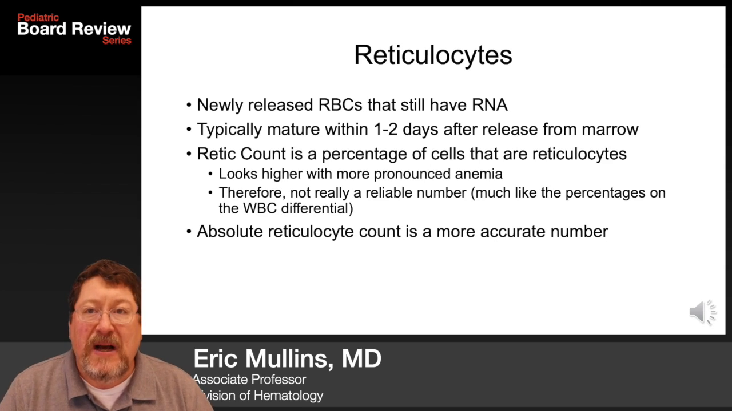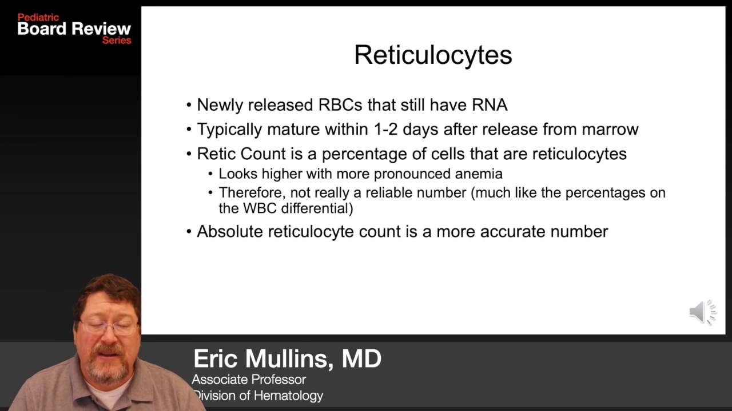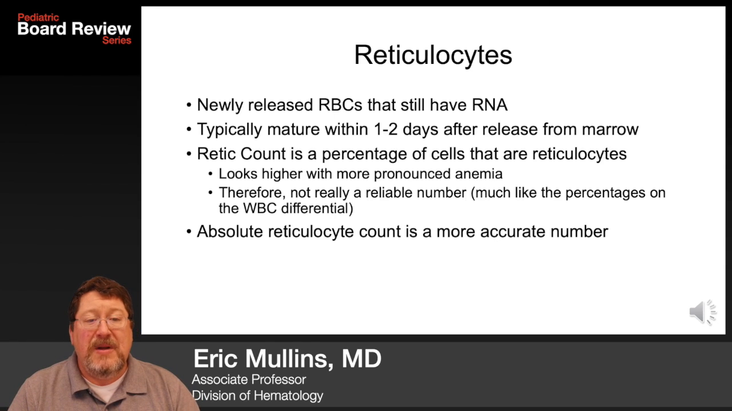Reticulocyte counts, you may be more familiar with than these other indices. These are reticulocytes, or red blood cells that still have RNA in them. They typically mature within 1 to 2 days of release from the bone marrow. The retic count that you're probably most familiar with, which is typically 1 to 3% on average, is a percentage of cells that are reticulocytes.